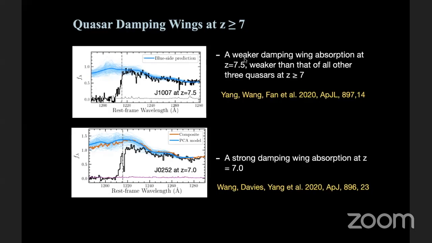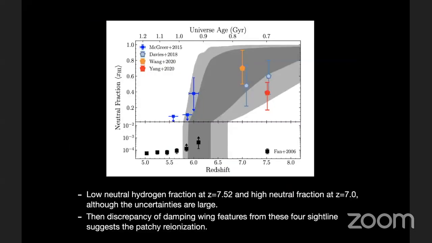So the weak damping wing features could result in the discrepancy of the damping wing absorption features between these two sightlines, resulting in the discrepancy of the neutral hydrogen fraction estimate. This figure shows the measurement of the neutral fraction from high redshift quasars, including the low redshift ones from the optical depth and dark gaps, and the four quasar sightlines above redshift 7 as a damping wing measurement.